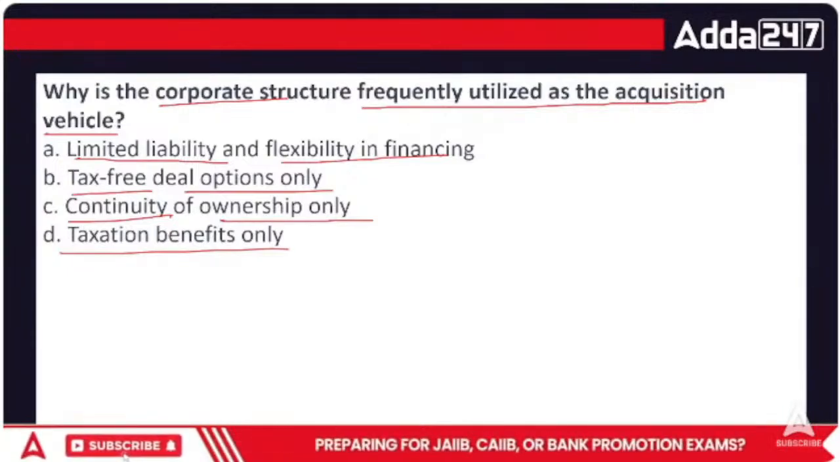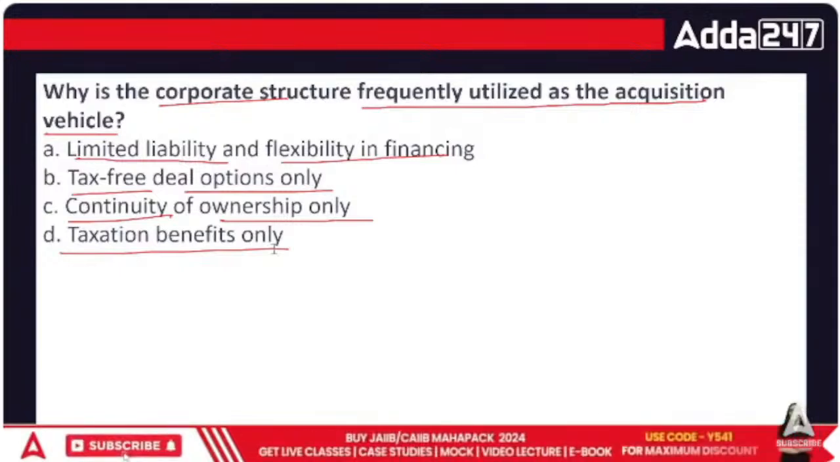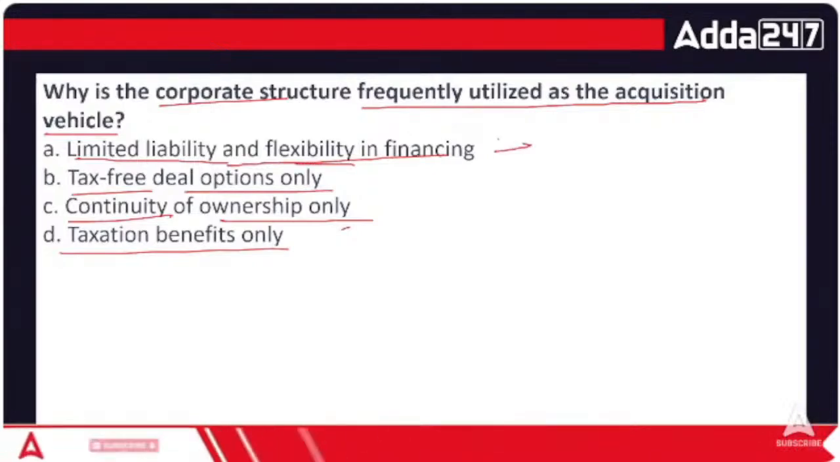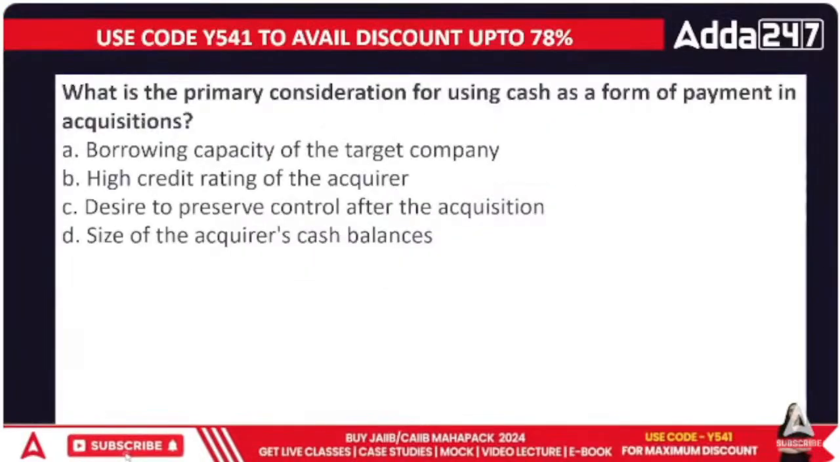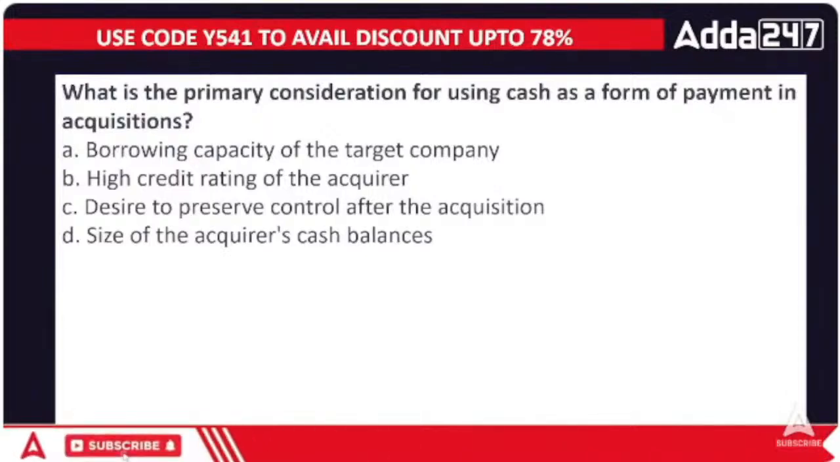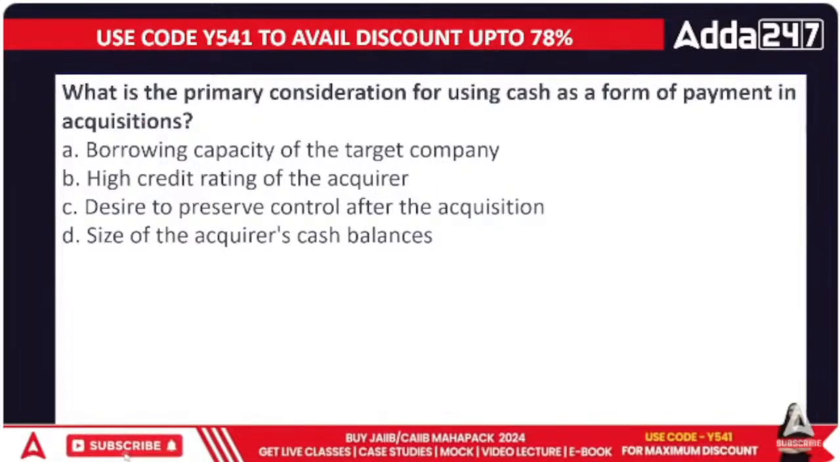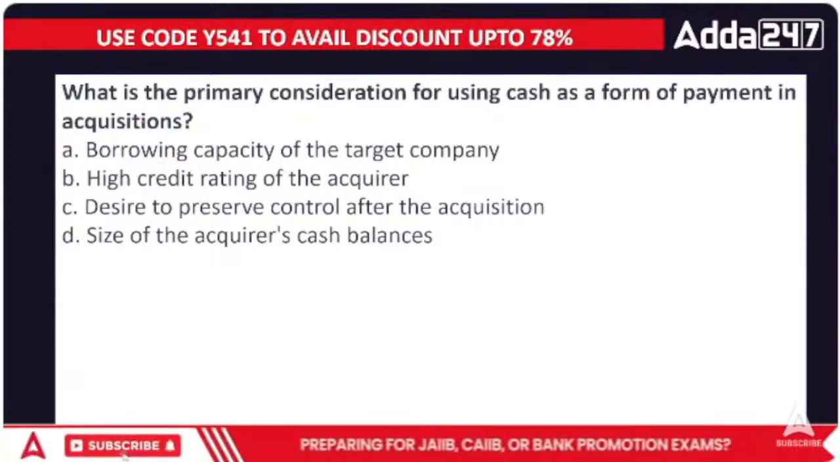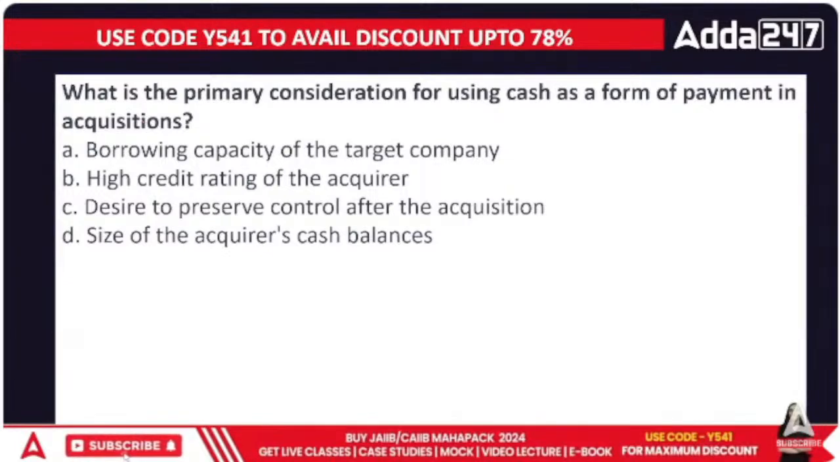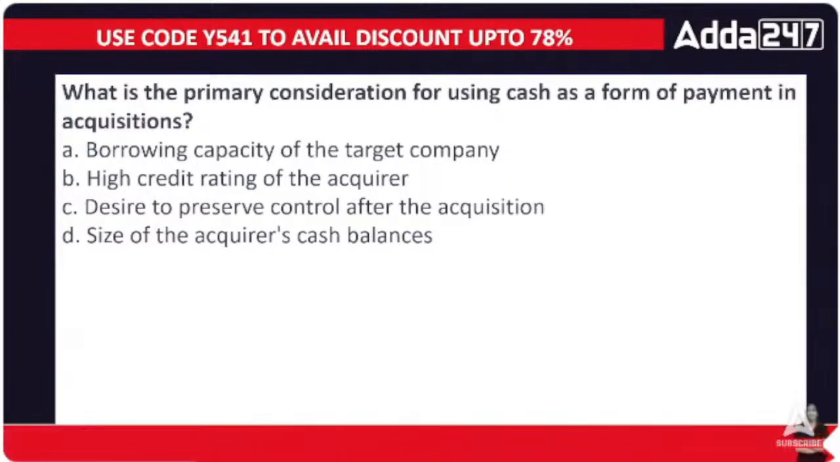In terms of acquisition vehicle, the correct answer here would be limited liability and flexibility in financing. That's the answer. What is the primary consideration for using cash in the form of payment in acquisition, everyone? What is the primary consideration for using the cash as a form of payment in acquisition?